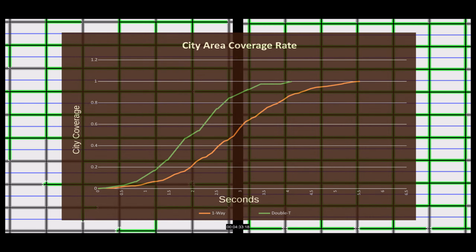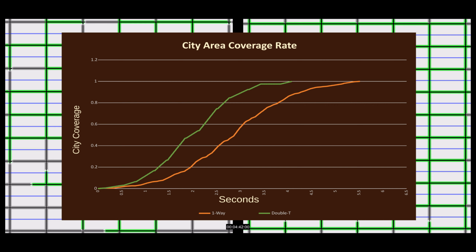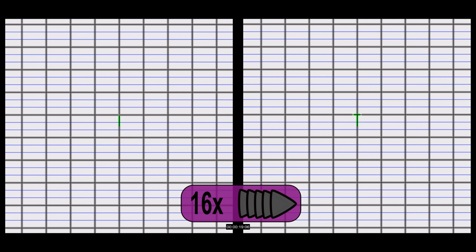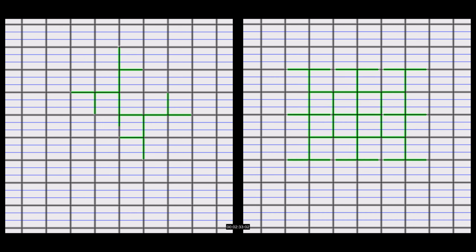If we go back to the model now, we can see that the Double-T grid has regained much of the significant advantage that it had. And we can also see this when we graph the city coverage rate again. Now, depending on the shape of the city blocks, we could go even further and skip 2 out of 3 side roads. And in the case of the blocks we're using here, this makes our city effectively behave like a square grid city again.